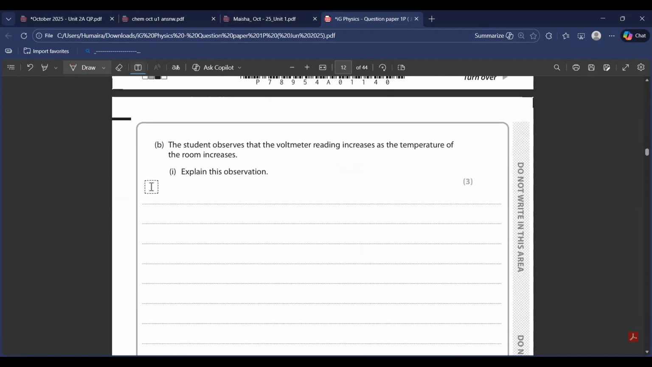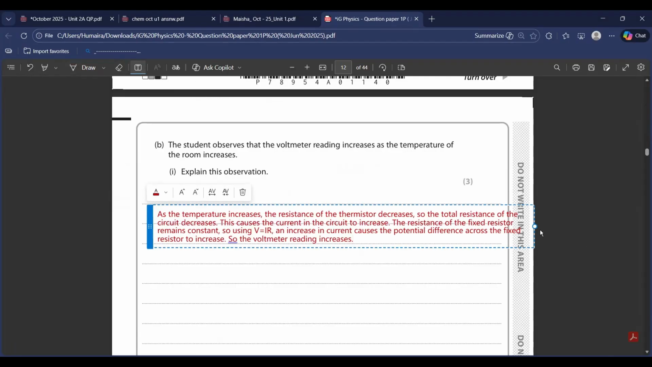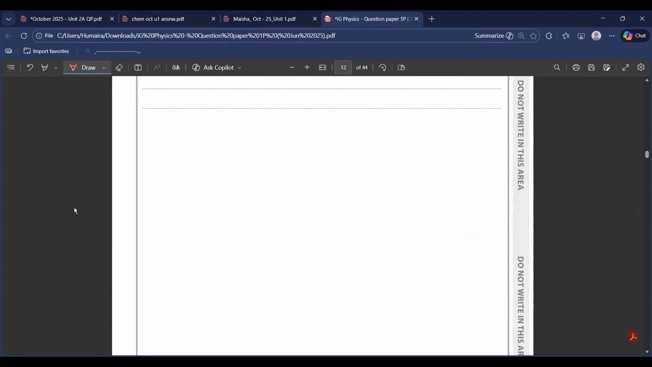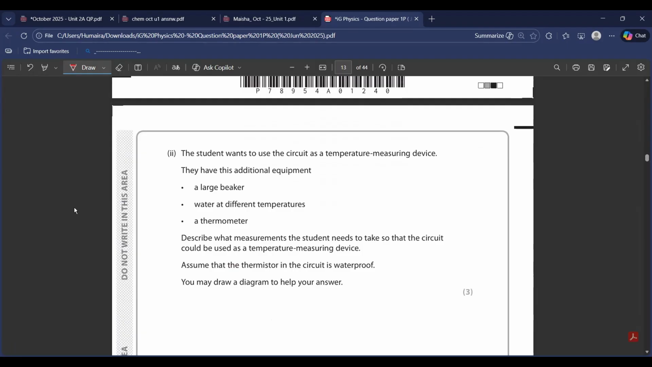So we're going to write that. What do we have here? We have that as temperature increases, the resistance of the thermistor decreases. So the total resistance of the circuit decreases. This causes the current in the circuit to increase. The resistance of the fixed resistor remains constant. So using V equals IR, an increase in current causes the PD across the fixed resistor to increase, which means that the voltmeter reading also increases. Hopefully this makes sense. Number C, it's 2, B2.